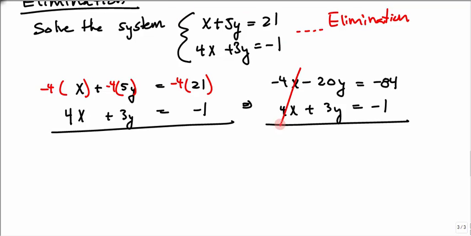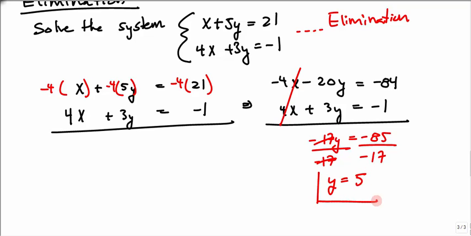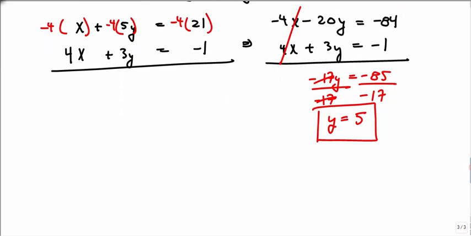Now when we add these together, these cancel, and I'm left with negative 20y plus 3y is a negative 17y equals negative 84 minus 1 is a negative 85. To solve, I divide both sides through by negative 17, and I would end up with y is equal to 5. Now that's not my complete answer. I need to also find x.